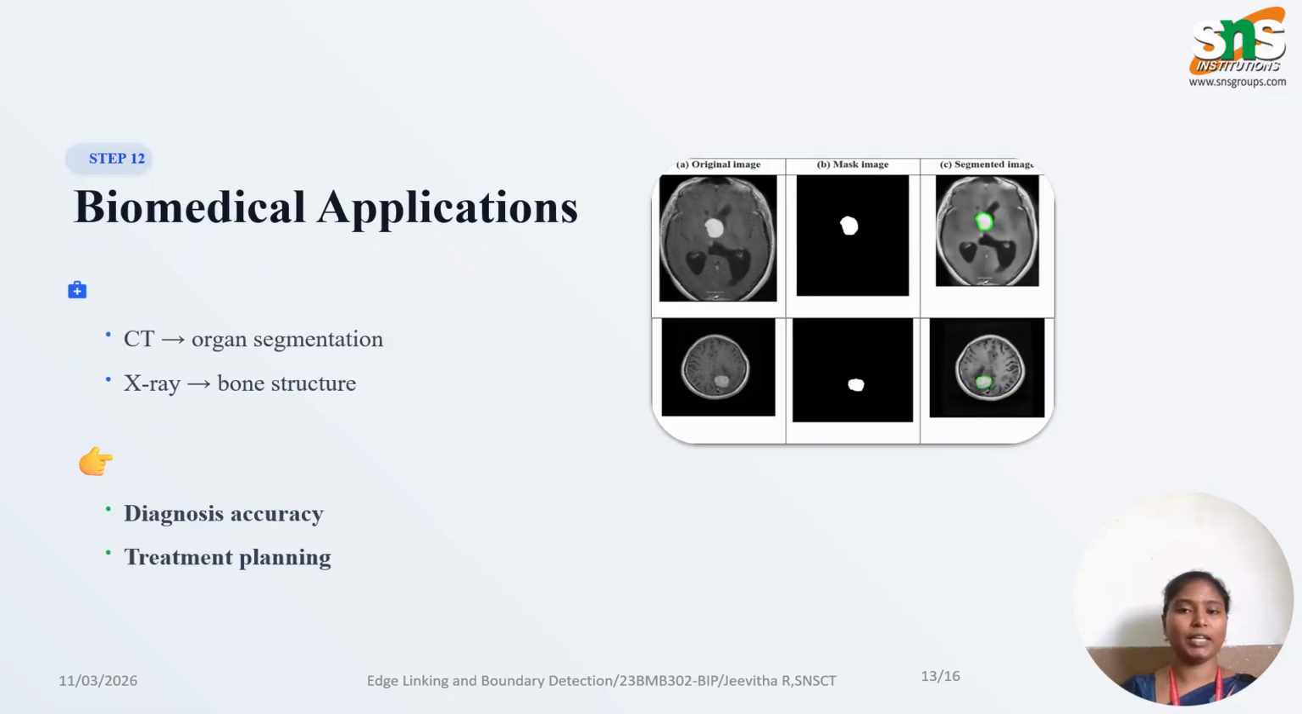In medical applications, edge linking and boundary detection are very important. For example, in CT scans, we detect organ boundaries. In X-rays, we identify bone structures. In MRI, we detect tumor boundaries. These techniques help in accurate diagnosis and treatment planning, so they have direct clinical importance.